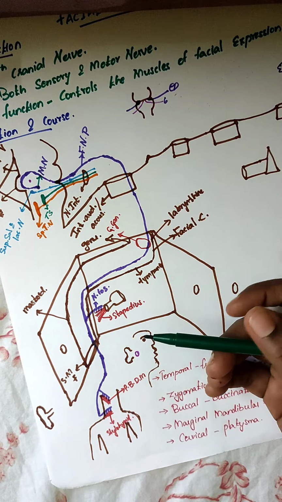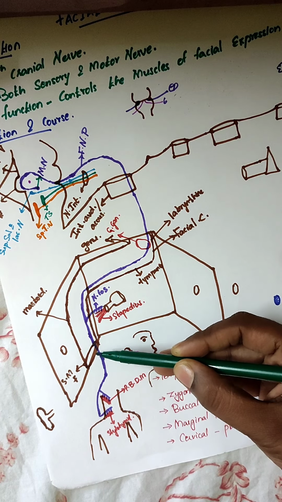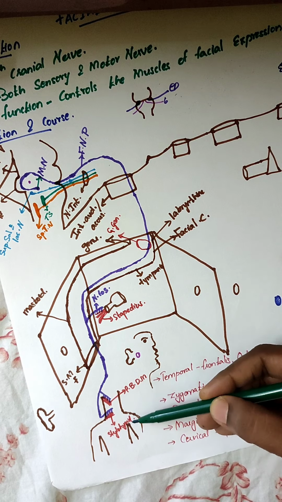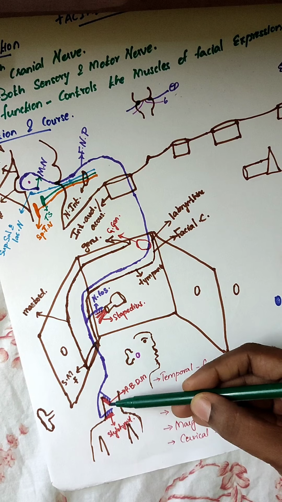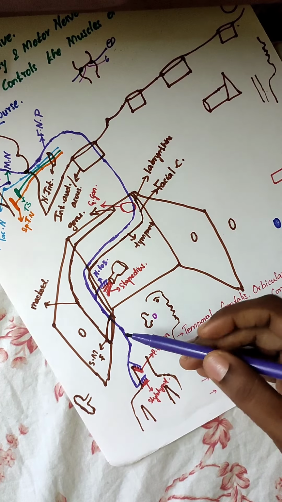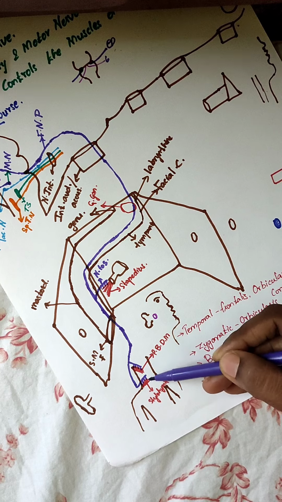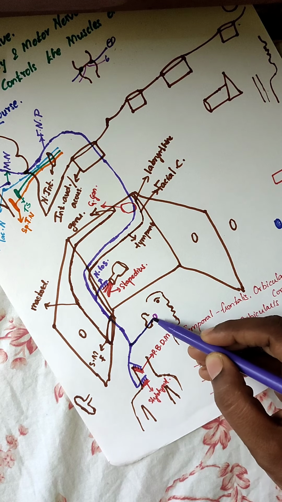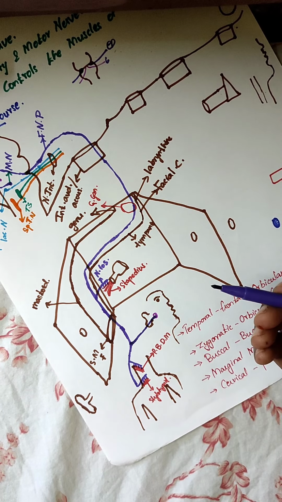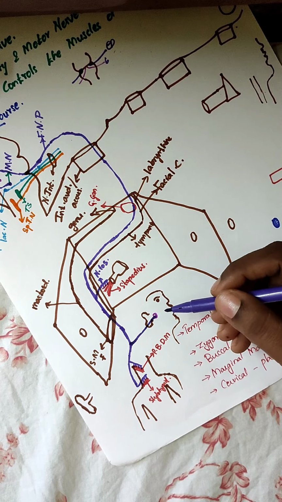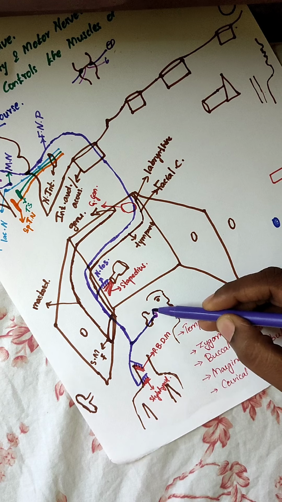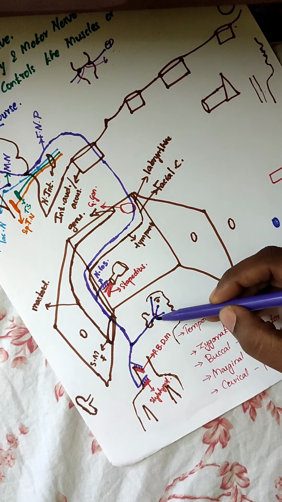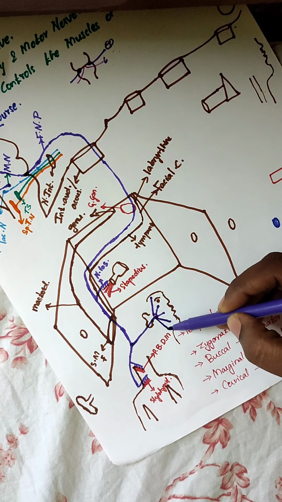Stylohyoid muscle. After coming out of the stylomastoid foramen, the facial nerve runs downward and supplies two muscles: the stylohyoid muscle and the posterior belly of the digastric muscle, which is present in the neck region. One branch moves downward and supplies the two muscles, and the other branch goes to the parotid gland, where it is divided into five branches: temporal, zygomatic, buccal, marginal mandibular, and cervical.